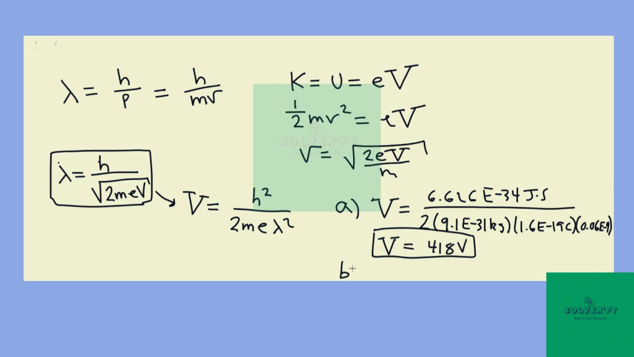For part B, simply using the proton mass instead of the electron mass, we would have a voltage of 0.228 volts. So you see, it takes less of a voltage to accelerate the proton than the electron. And that's because the increased mass results in the lambda being intrinsically smaller for a particle with larger mass.